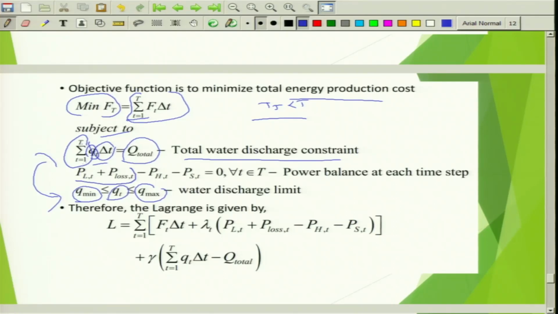And there is this typical constraint, total generation should be equal to the total load plus total loss. This is hydro and thermal put together, load demand plus losses need to be met. So these are the typical constraints.